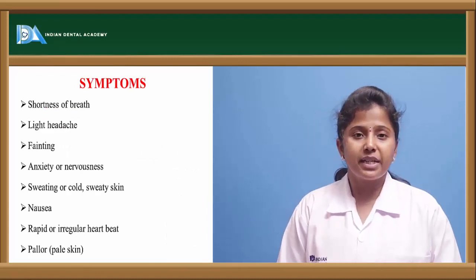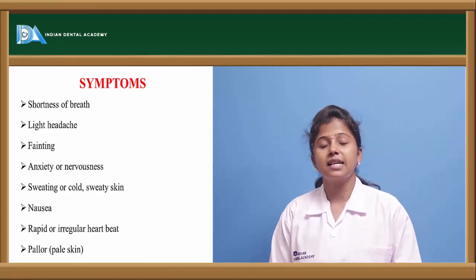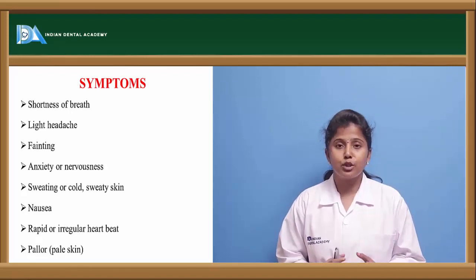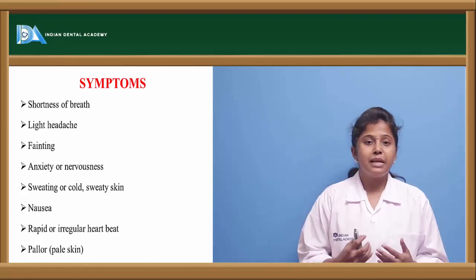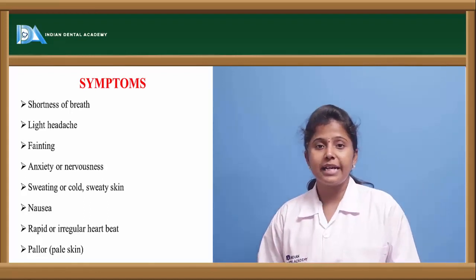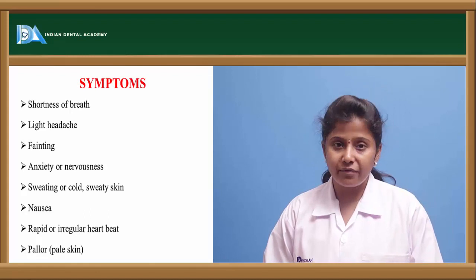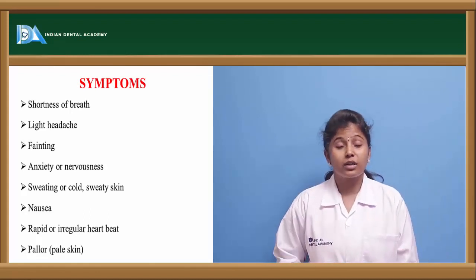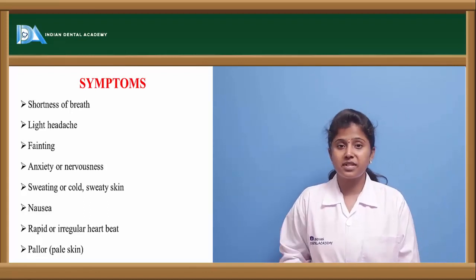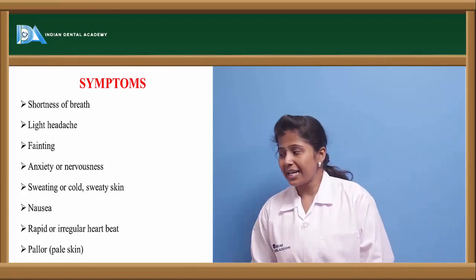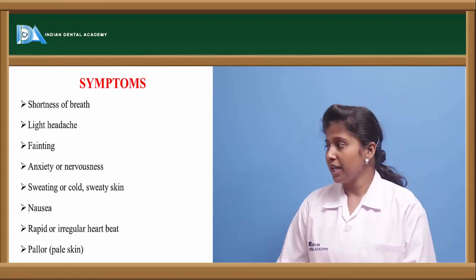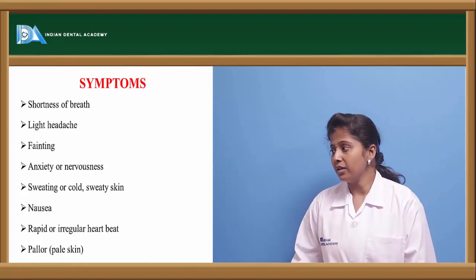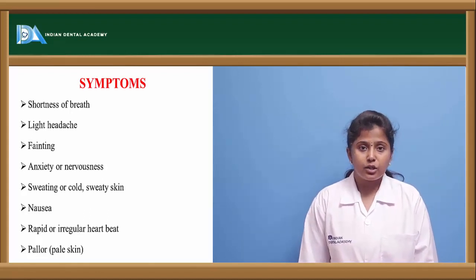What are the symptoms we can see if a person is having angina? First, there will be severe chest pain and the person will have difficulty in breathing. There will be shortness of breath and light headache. The person may sometimes even faint, and there will be severe cold or sweat, or the person may sweat a lot, and there will be anxiety, nausea-like symptoms, and rapid or irregular heartbeat. The heartbeat will not be in a regular pattern and there occurs pale coloration of the skin.